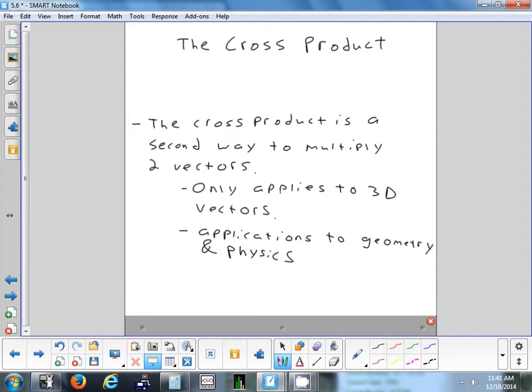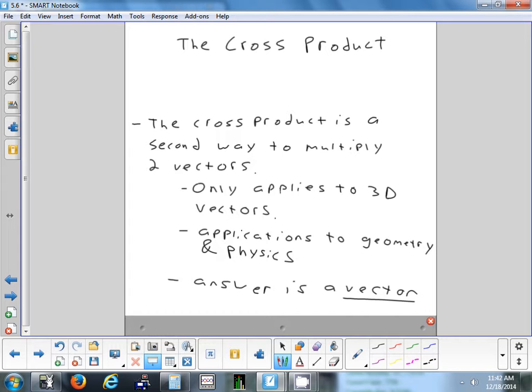When you find a cross product, the answer is a vector. You don't get a number. When you do a dot product, you get a number. That number is useful if you want to find the angle, sure. But when you do a cross product, you get a new vector. What you end up with is, if you have two vectors and you do a cross product, it gives you a third vector that's perpendicular to both of the other two.